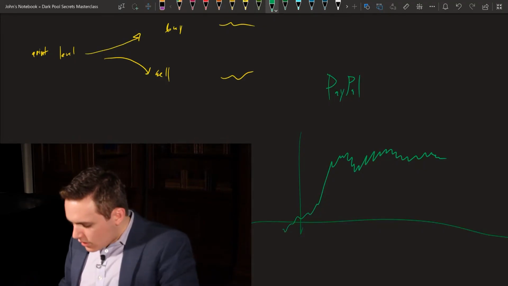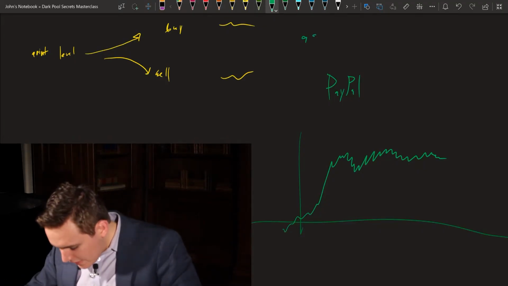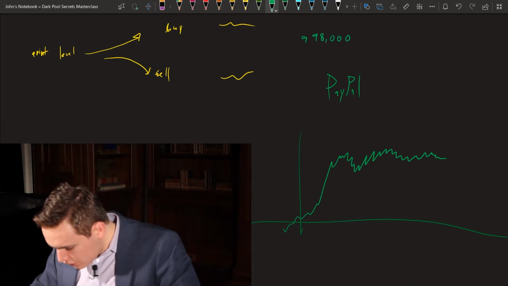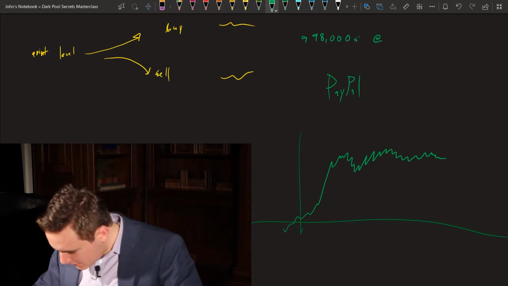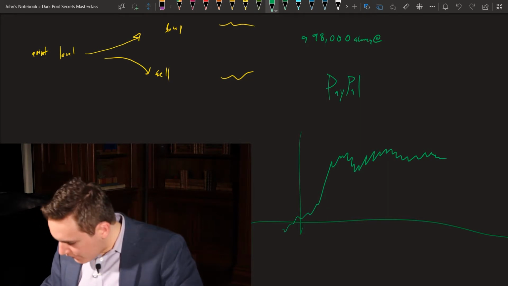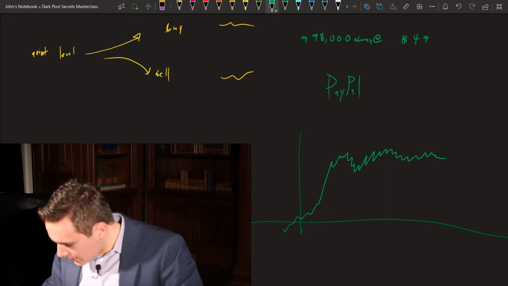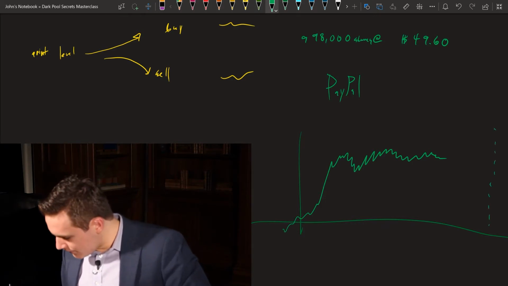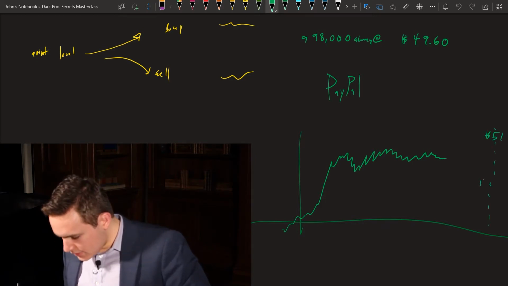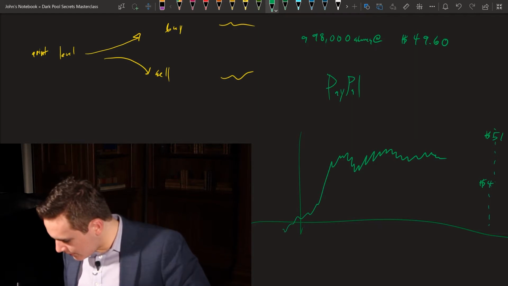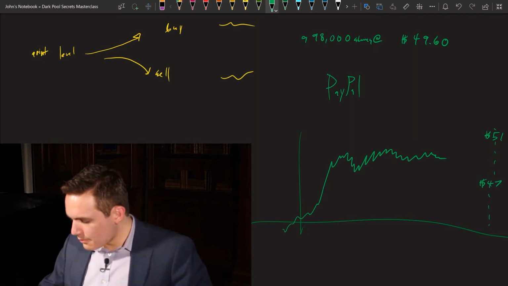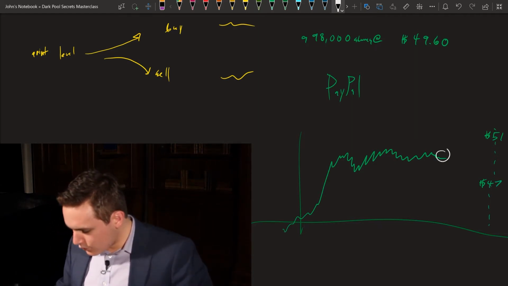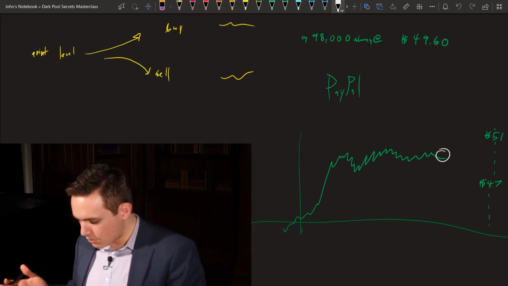Basically what she saw was a 998,000 share trade at $49.60. Now, just to give you some perspective on this chart, this is like $51 and this is $47 right here. So there was a massive trade at like $49.60, which is basically what the price was, right?